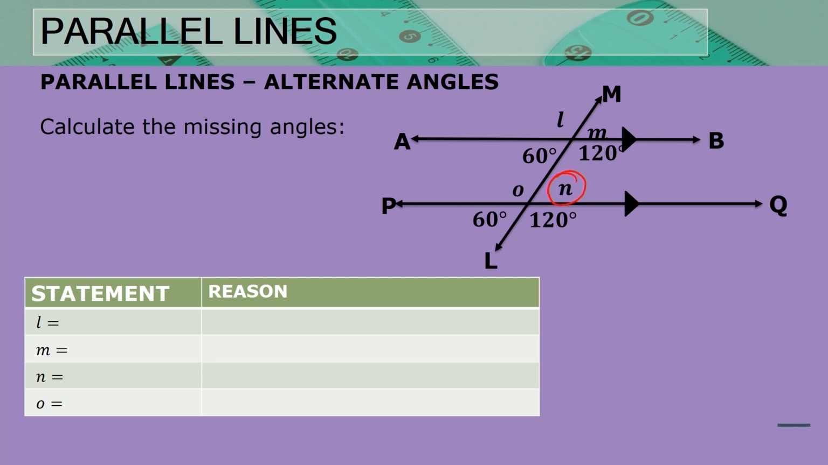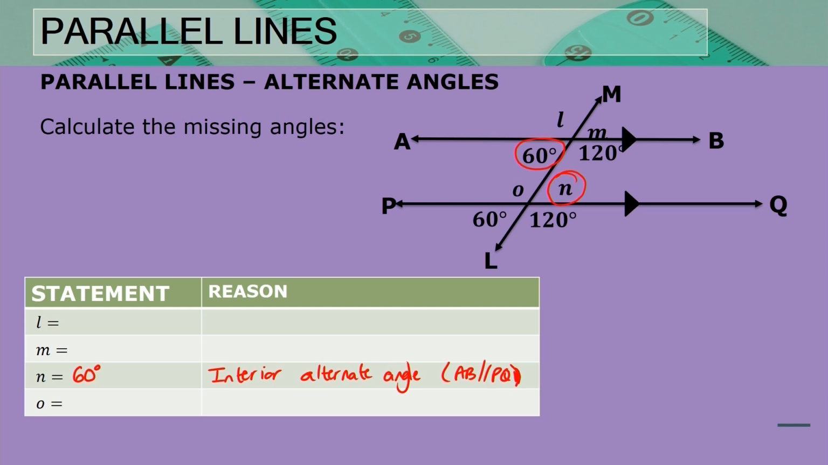When we're looking at angle N, it is on the inside of a parallel line, on one side of a transversal, and this 60 degrees is also on the inside of a parallel line, but on the other side of a transversal. This simply means that angle N is also equal to our 60 degrees, and that is because that is an interior alternate angle. And only because AB is parallel to PQ, and that is what makes them equal.